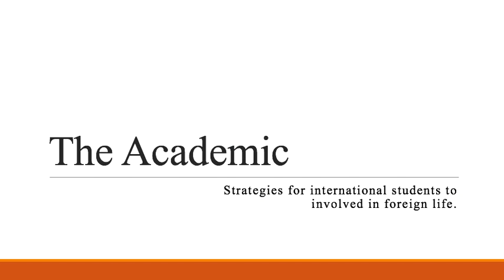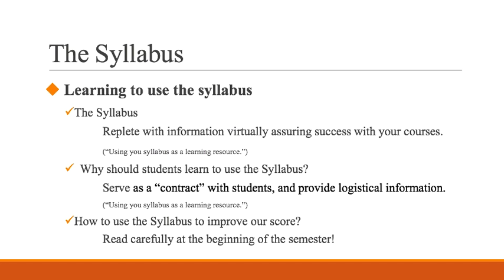The second part is about academics. The syllabus is an important tool for assuring success in your courses, so students should learn how to use it. The syllabus is available in two ways, both online and in hard copies. According to a resource I found on the website, the syllabus serves as a contract with students and provides logistical information. So the question is, how could we improve our score by using the syllabus?